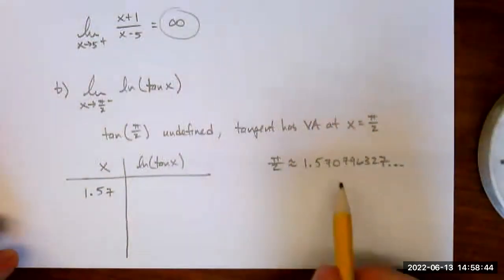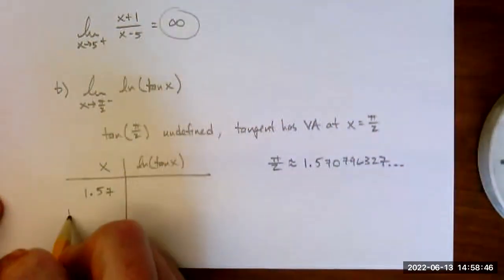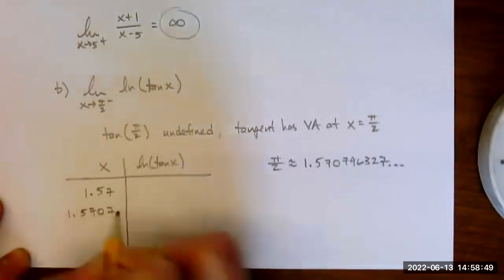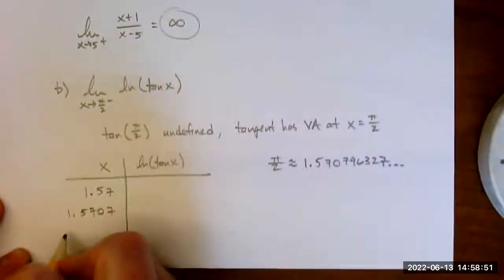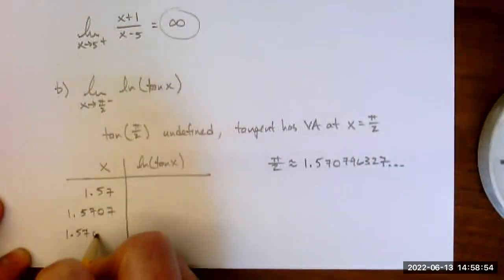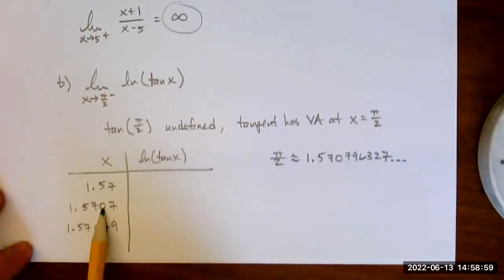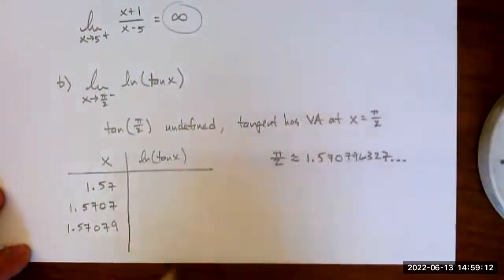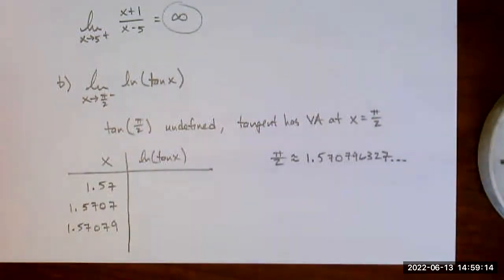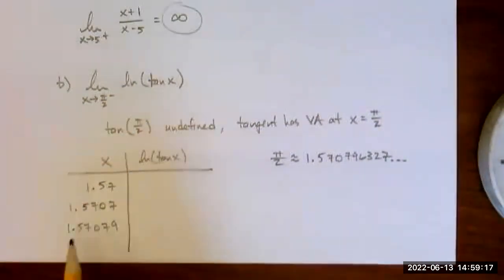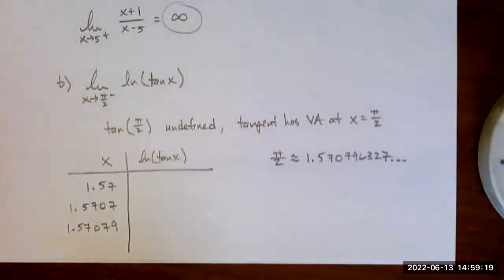And then as I keep going, why don't I add a couple more decimal places? How about 1.5707 and 1.57079? Now here, I could have just taken the next decimal place, but the zero would have been the same number, so I added the 7 as well. And then the next one, we can just put the 9 on. We'll see what happens, kind of add one more decimal place, unless we have a 0, then we got to go one more.